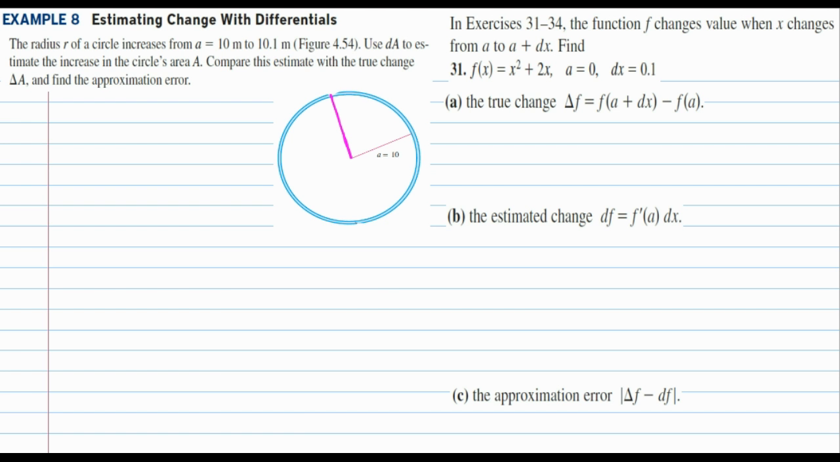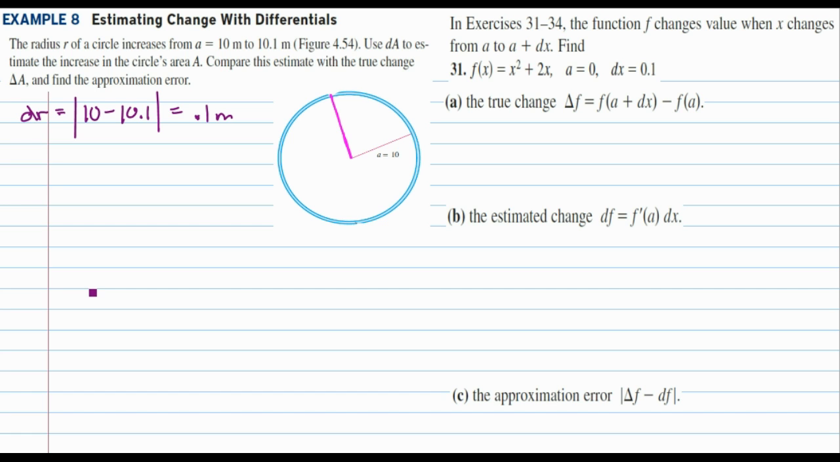In example 8, it says the radius r of a circle increases from a equals 10 meters to 10.1 meters. So the radius is changing from 10 to 10.1. So right off the bat, I can tell you that dr is going to be the absolute value of the difference of those two, so 0.1 meter. Use dA, the change in area, to estimate the increase in the circle's area. Compare this estimate with the true change, delta A, and find the approximate error.